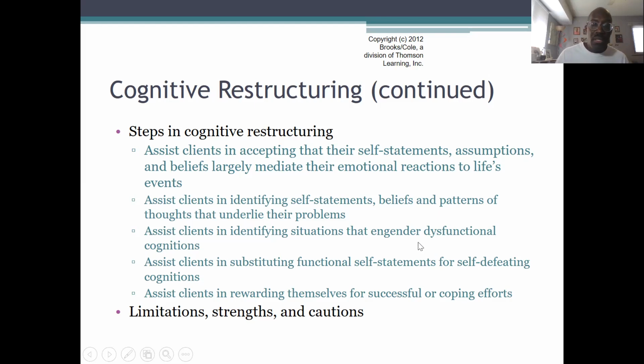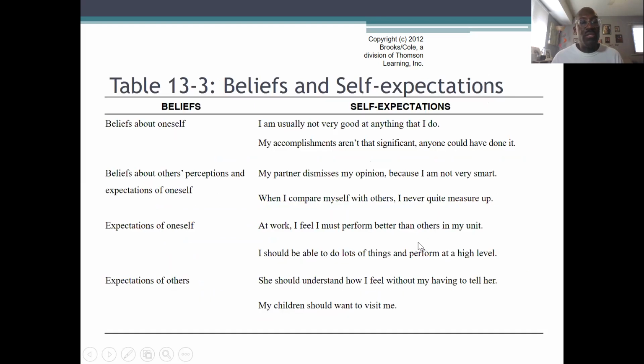However, there are limits, and there are some strengths and some cautions. We need to know that with all of these approaches, there are some short-sighted pieces as well. That's why we have to look at what works best for that particular client. And so, these are some examples of some beliefs and some self-expectations.